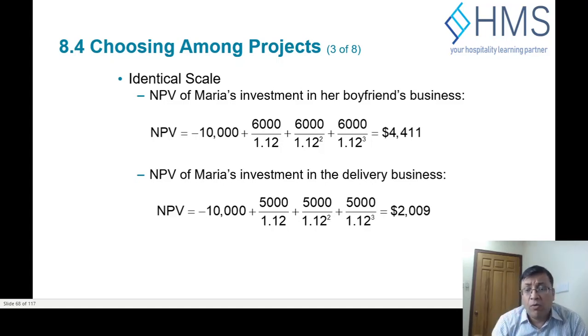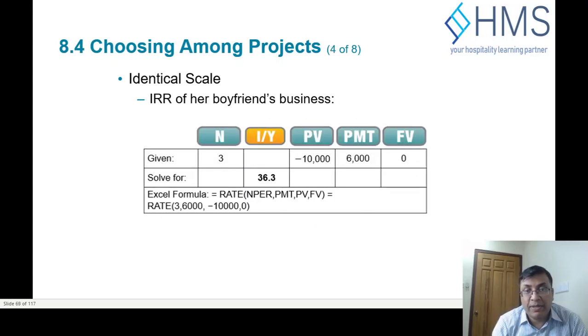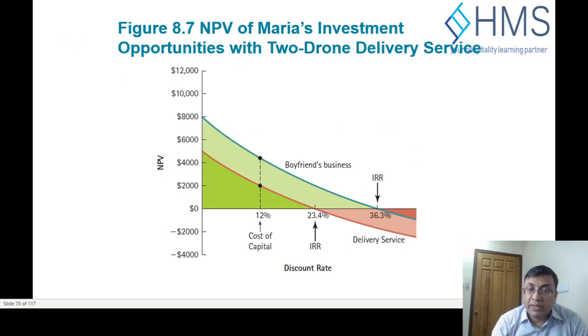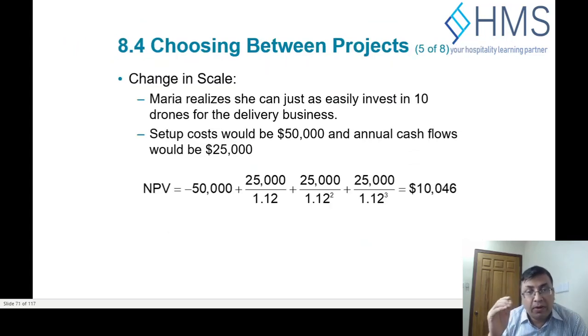But what if Maria can invest a bit more and get a higher NPV? Her IRR at the moment is 36% from investing in her boyfriend's business. Now, let's say Maria says, I can invest in 10 drones for the business, which means the setup cost will be 25,000, and the inflows will be 25,000. Here you will see the NPV is $10,000 now.